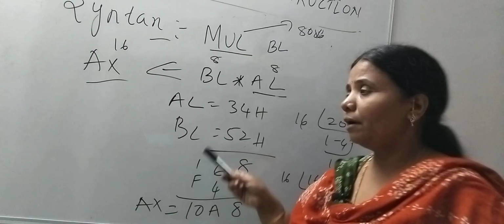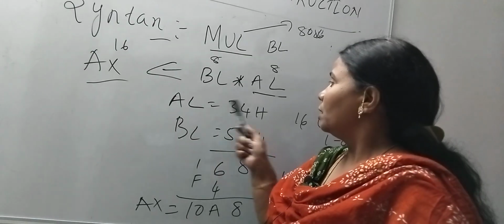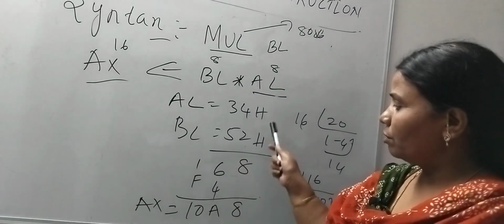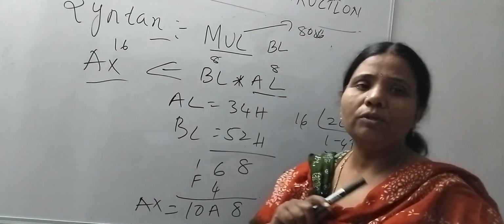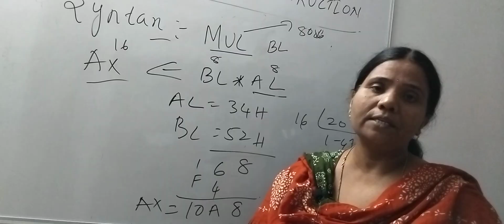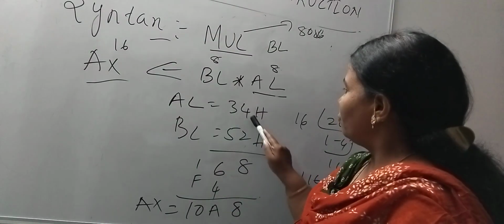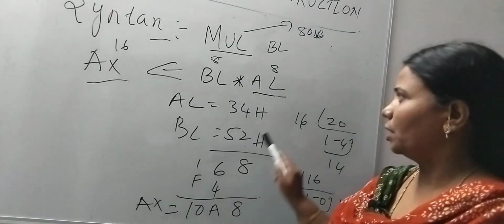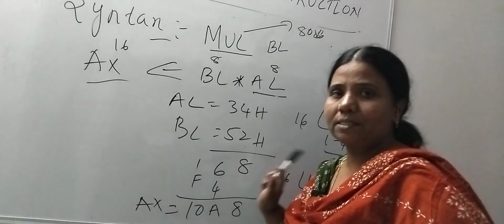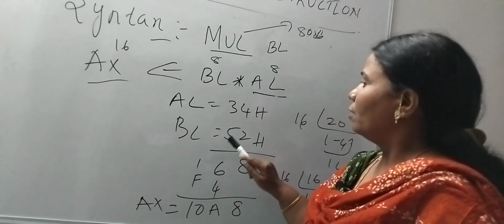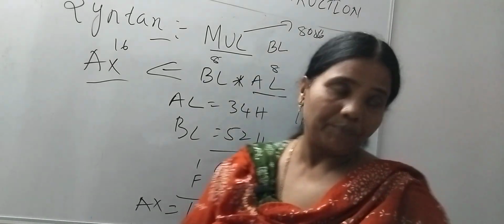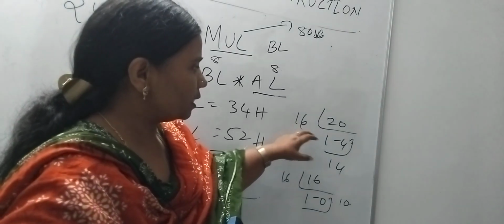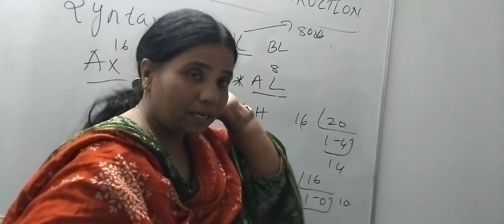Take an example: AL equal to 34H and BL equal to 52H. Theoretically we will verify, and you should get the same thing in the AX register when you see it in the system. 2 into 4 is 8. 2 into 3 is 6. Normal multiplication. H means it represents a hexadecimal number. 5 into 4 is 20. If you divide 20 by 16, you get 1 as quotient and the remainder is 4.